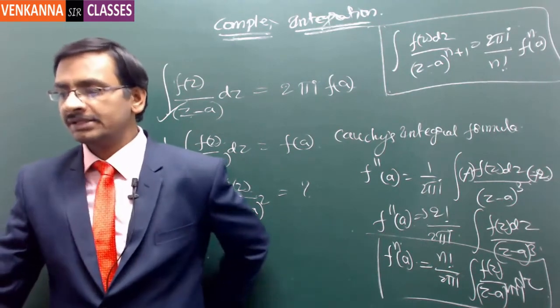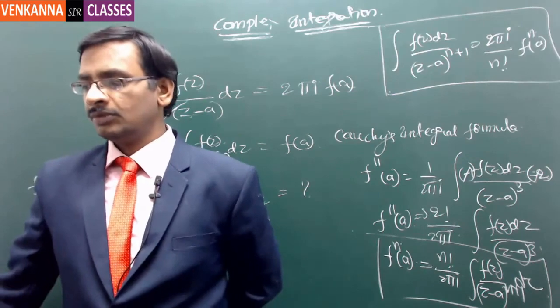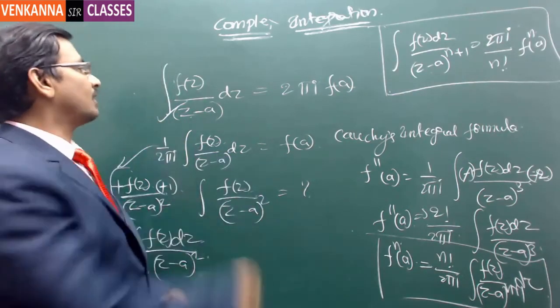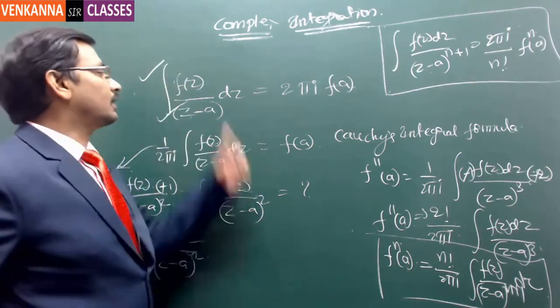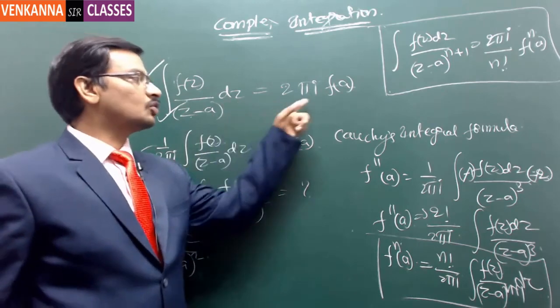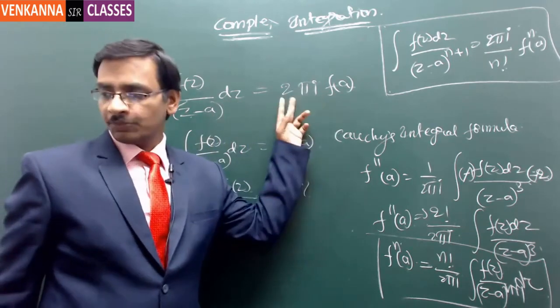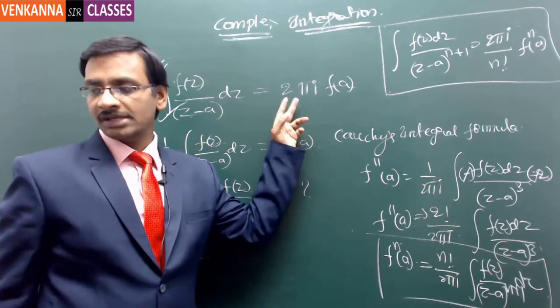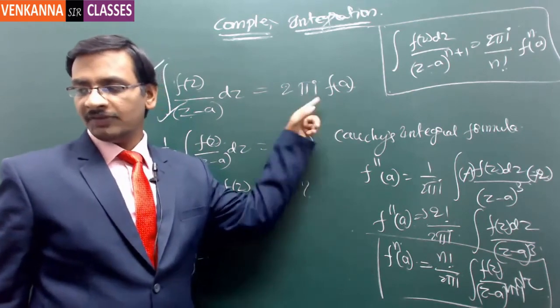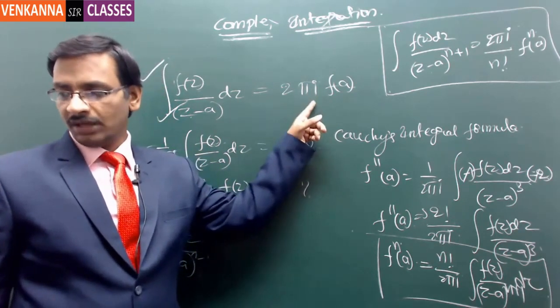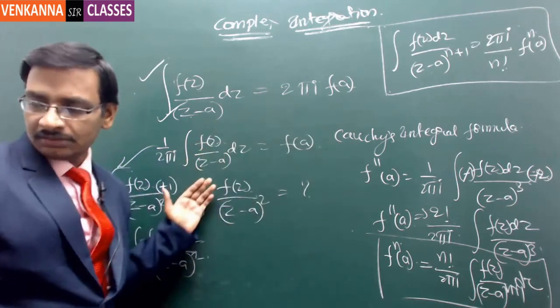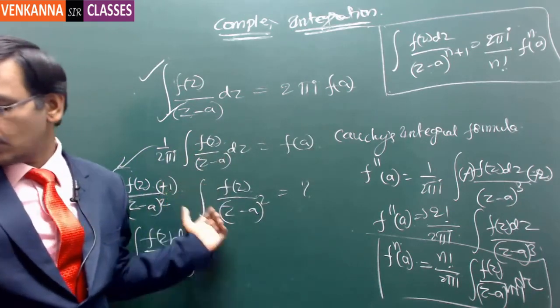Do you have any questions on this? We started at the base point, the integral of f of z by z minus a into dz equal to 2 pi i times f of a. This was proved in the previous class. That's what we called Cauchy's integral formula. Now if you take the derivative on either side with respect to a, you get the same integral values for the higher order cases.